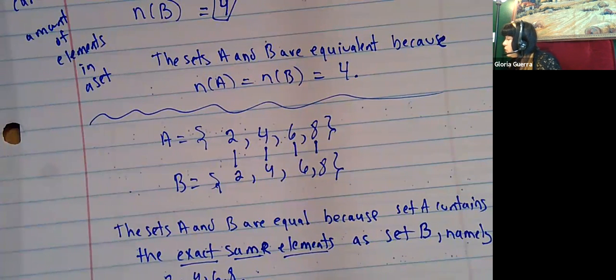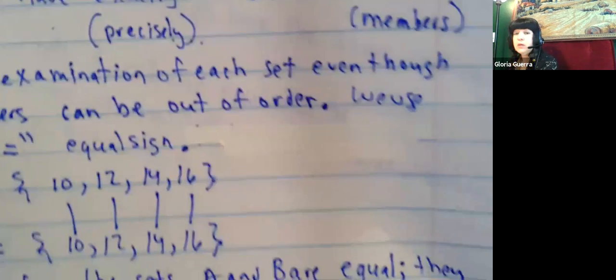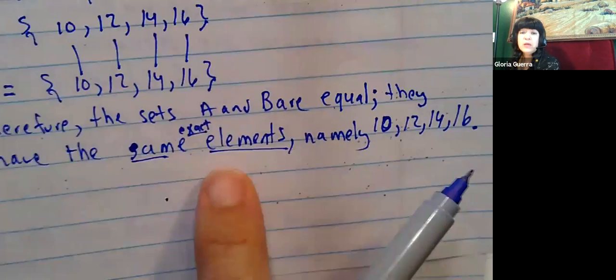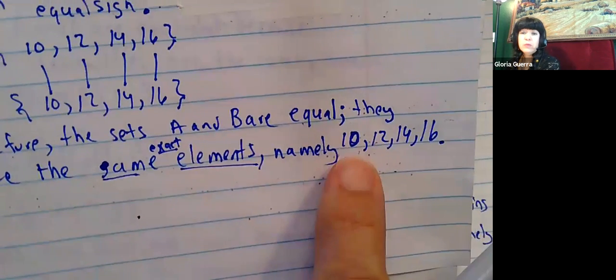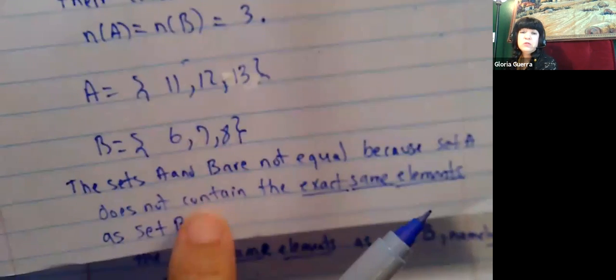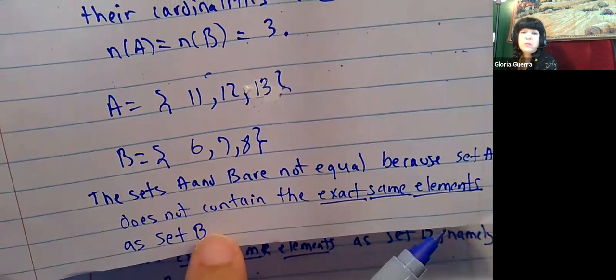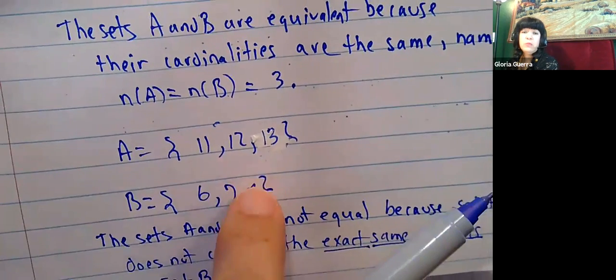That's what I did on 15. 15 had the same exact elements, and I did put down what they were. See, yeah. Whereas 16 didn't. 16 didn't have the same elements, so you just say they don't contain the same elements. See, I'm not able to draw a line to match anything.